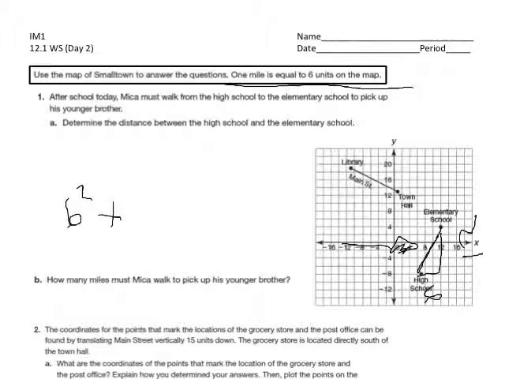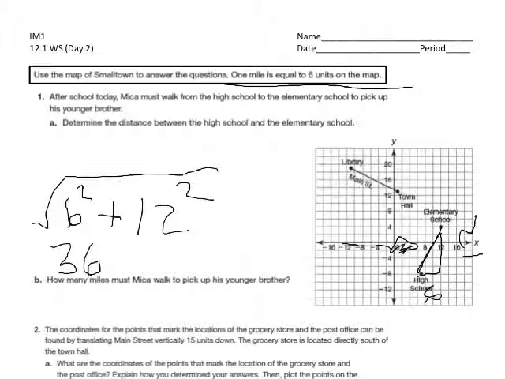6 squared plus 12 squared. That will be your formula to set you up. So 36 plus 144, and that will be 180. Square root it, and that will be about 13. You can't factor that, there's no way to factor this, right?